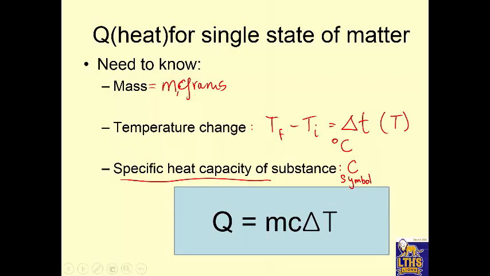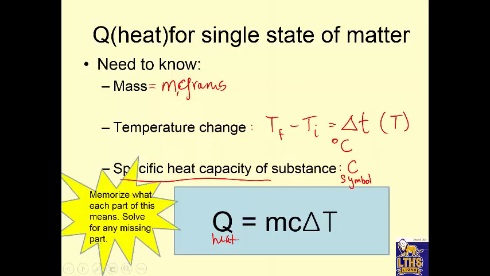So the mathematical formula you have to know is Q, heat, equals mass times specific heat times delta T, sometimes called Q equals MC delta T. This is a mathematical formula you should memorize. You should know what each part stands for. You should be able to solve for any one of these 4 things.